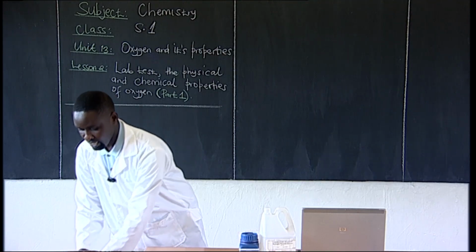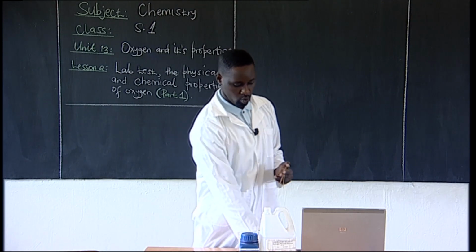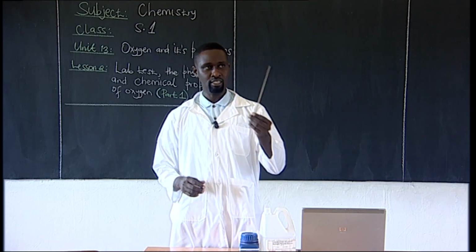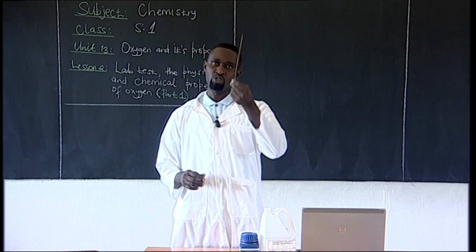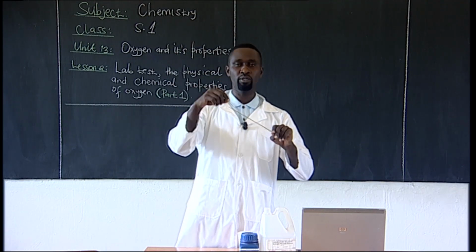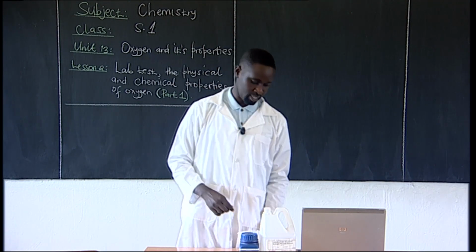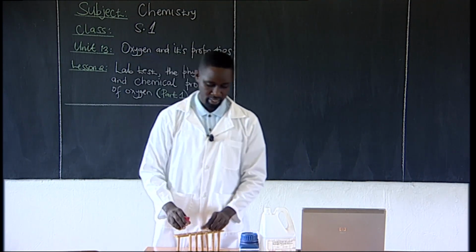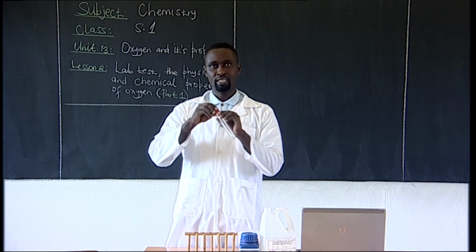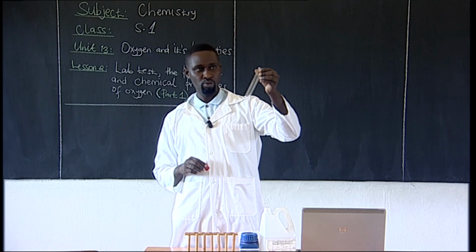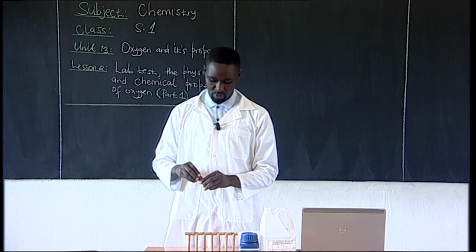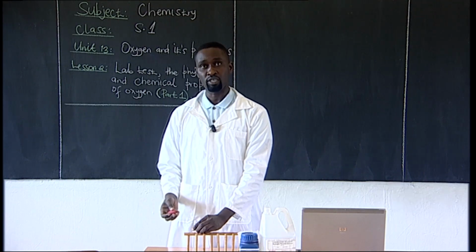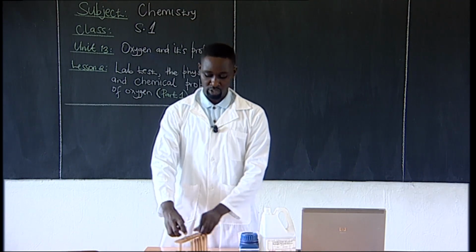So, what do we need? We need the glowing splint. We're going to be using this. This is the splint, but it becomes glowing if we put it on fire. We shall look at it later on. Finally, we need our test tube, which is hard, and we normally cover it to prevent the gas from escaping. At the moment, we don't have a gas.